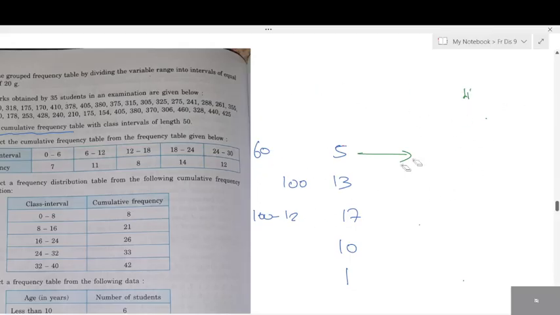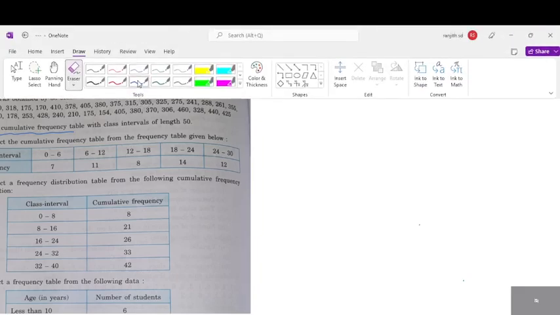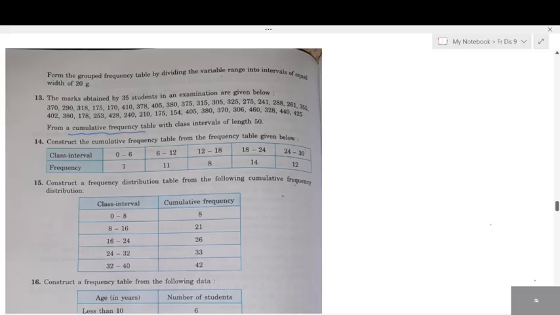Other concept, everything is same. You take continuous value, exclusive form, write the table, just one extra column, cumulative frequency. Which question? 13th question. Will you try the 13th question? What's the least number we have, students? What's the least number? Tell me the least value.